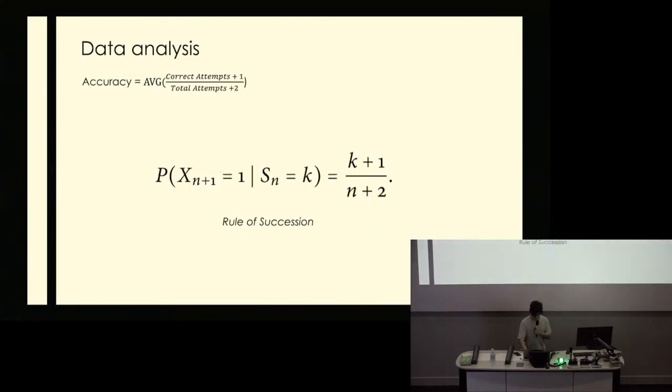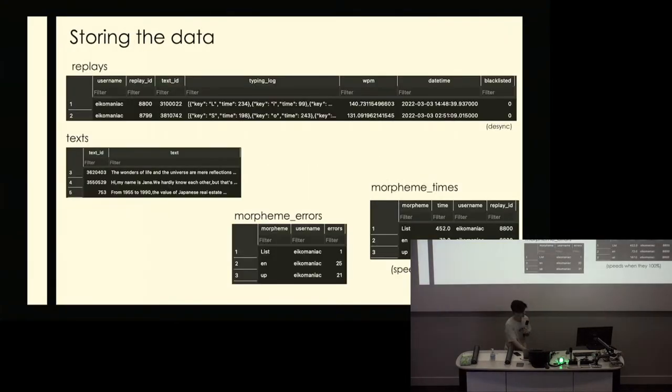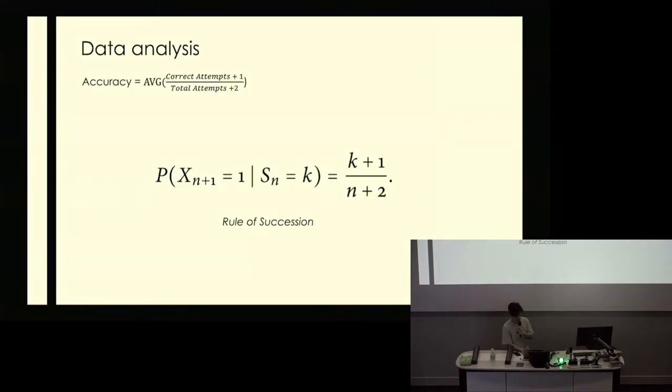I'm realizing I'm running out of time now. I wasn't as fast as this before. Okay, so I have my data in my database now. That's cool. As you can see, I've got each replay up there with the typing log, which I've parsed. Since I've analyzed all the morphemes, I can see how many errors a user's made on a morpheme, or how long they took to type the morpheme, which is pretty much what we need.